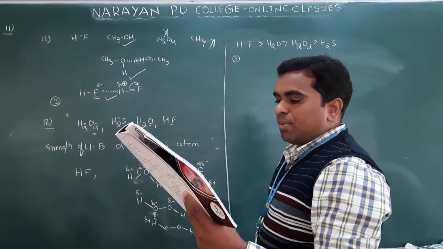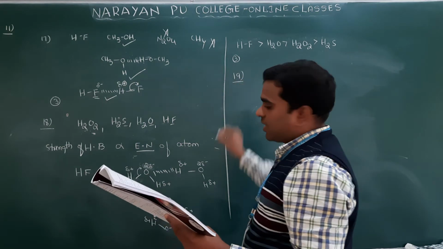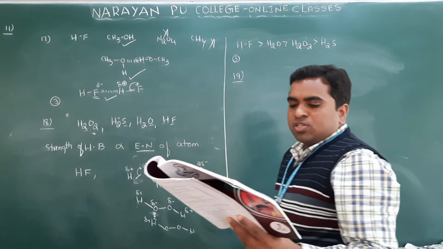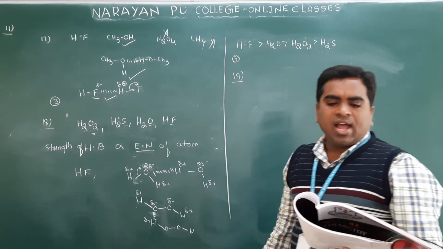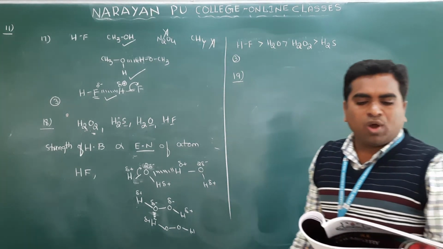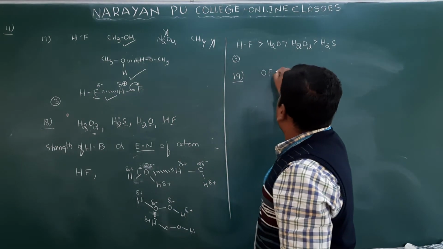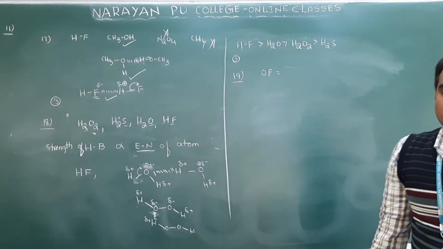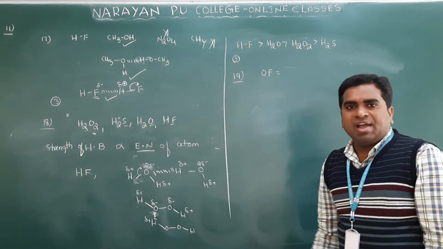Clear? Coming to the question number 19. What is the question? A simplified application of molecular orbital theory to the hypothetical molecule OF would give the bond order. Means they are asking OF bond order. If you write the electronic configuration, everything, it will take so much time. I have given one shortcut.